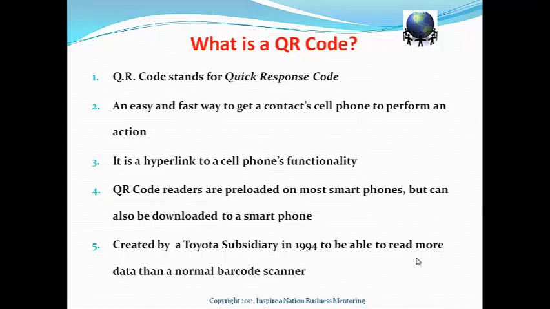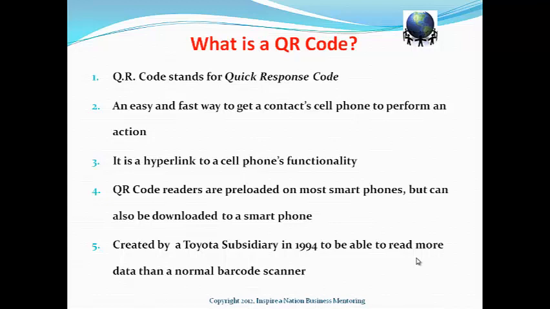So if you were trying to go to a website, it would automatically take you to that website. If you were trying to create a text message and you scanned a code that had a pre-written text message, it would automatically open up your text message function on your phone. If you had an email that was pre-written and you scanned it, it would automatically open up the email function of your phone.